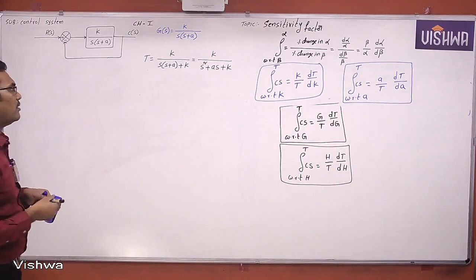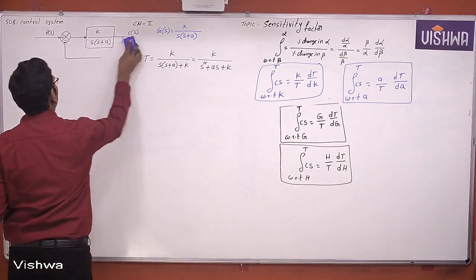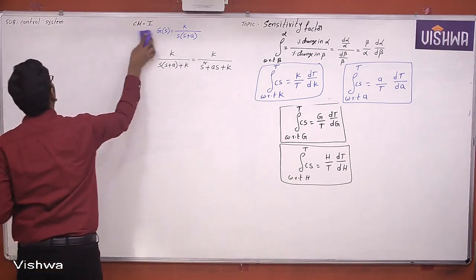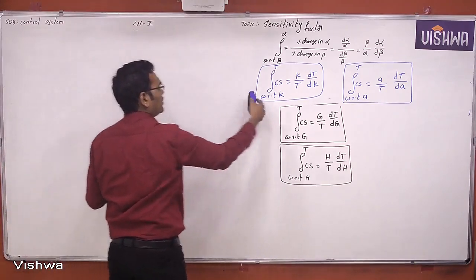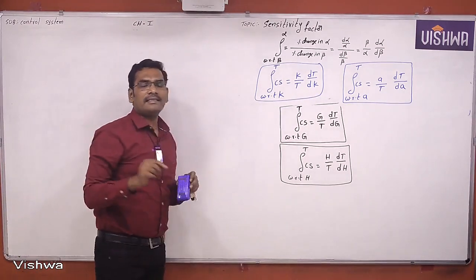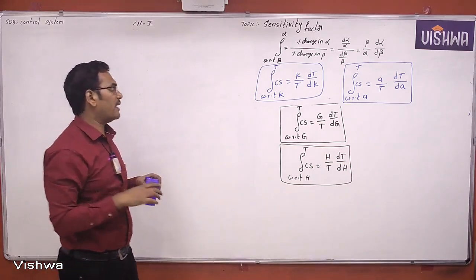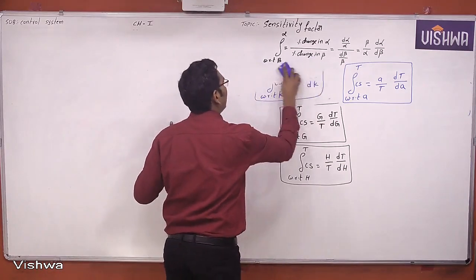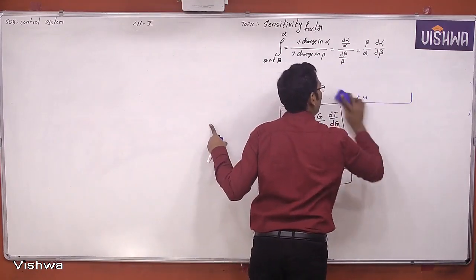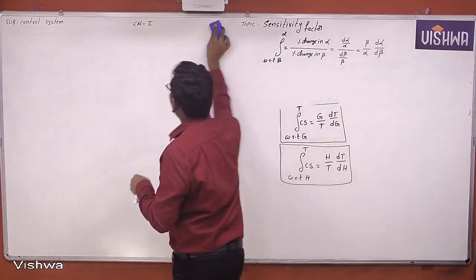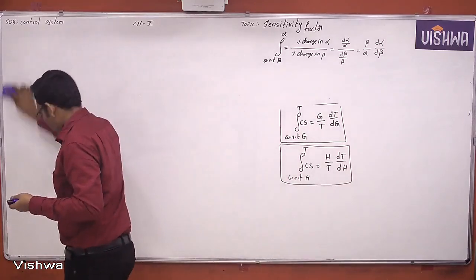Questions like that are also asked. This is the sensitivity of a control system, and he may ask anything with respect to K or with respect to A. That's why it is about parameter variations like forward path gain, feedback path gain, system gain, with respect to K, with respect to A, and so on.